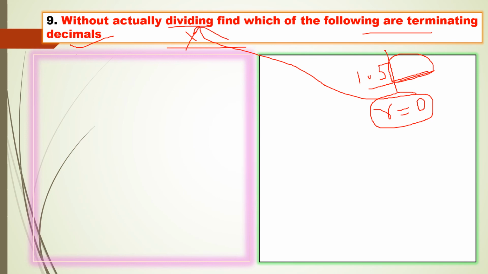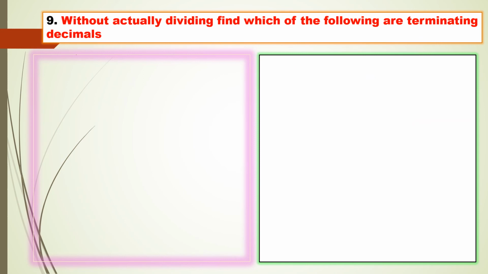So how can we say without division whether it is terminating or non-terminating? There is one formula, a very easy formula. You should see the denominator. Remember this: take the denominator and do the prime factorization for the denominator. Suppose I gave a question like this, 4 by 50. So my denominator is 50. Do the prime factorization for that 50.